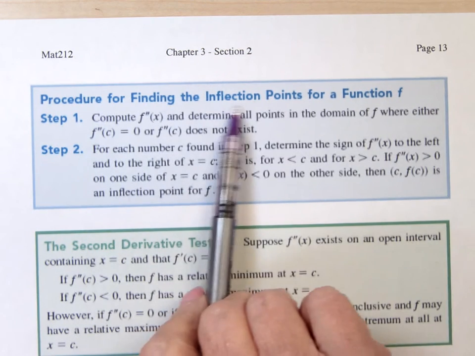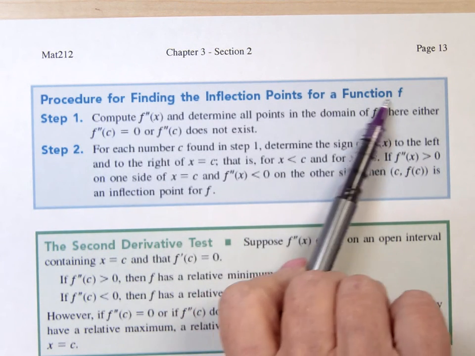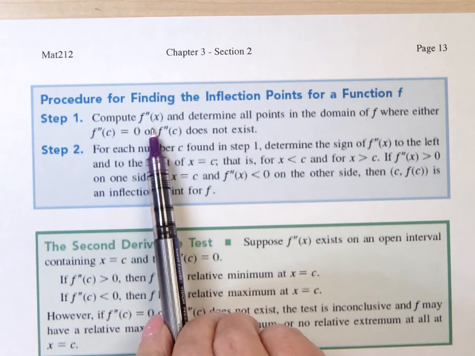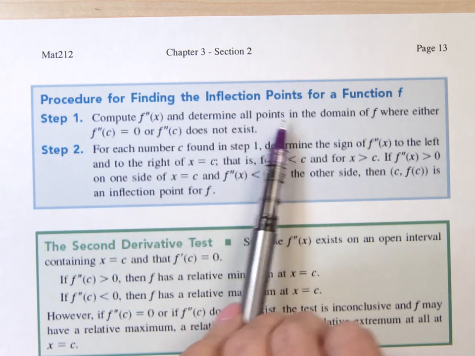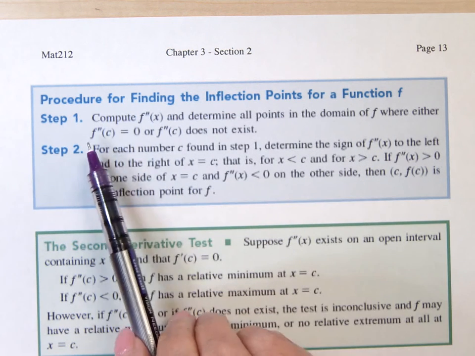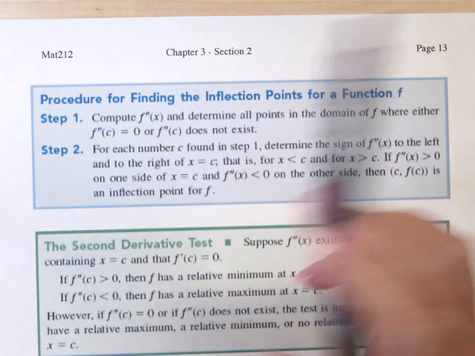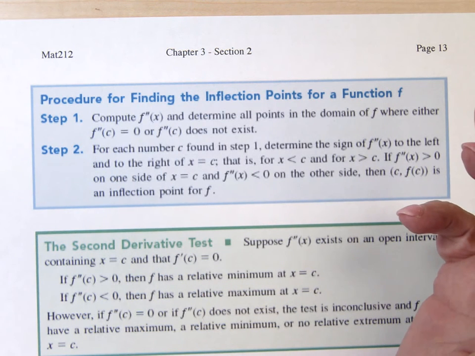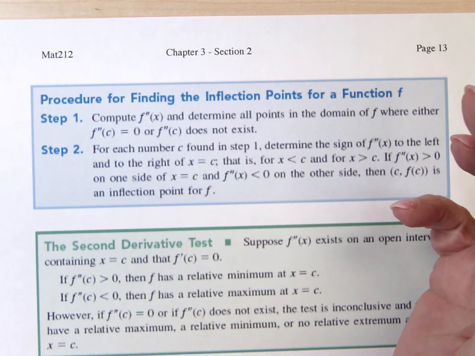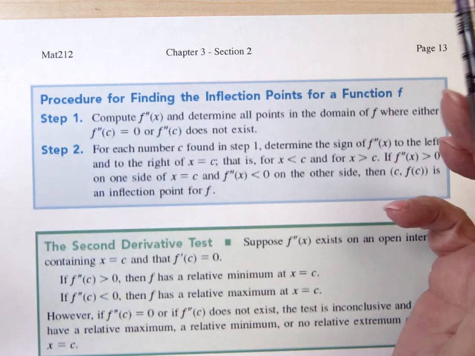The procedure for finding the inflection points of a function f. Step 1. Compute f double prime and determine all points in the domain where f double prime equals 0, where f double prime does not exist. That's what we do when we go to find max mins. We do the same thing with second derivative, but it's going to give us a different set of information.